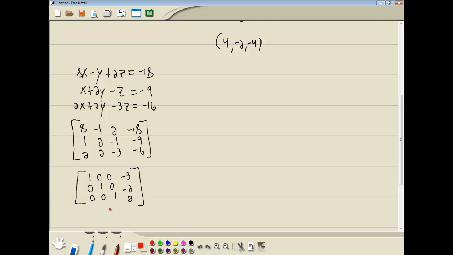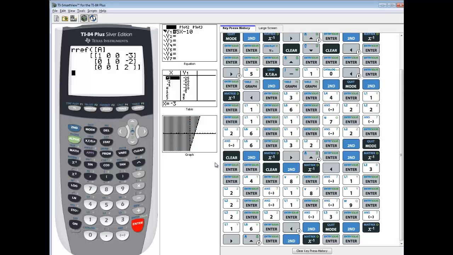Now 3 equations, 3 variables. Our first 3 by 3 square here should be a diagonal 1, 0, 0 everywhere else. That means it worked, and this is our answer. This is x, this is y, and this is z. It's in the same order as your columns. This was x, this is y, and this was z. So our answer will be negative 3, negative 2, and 2.